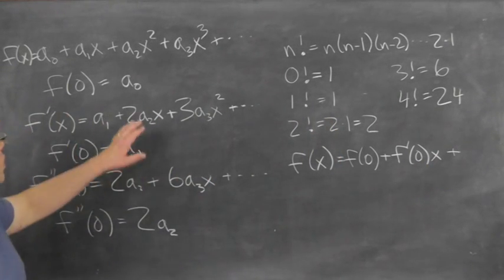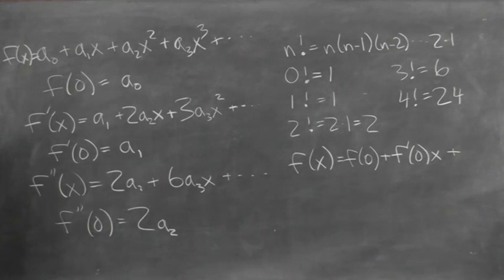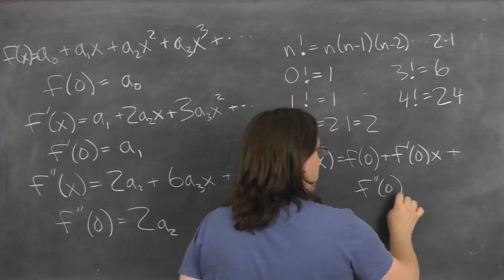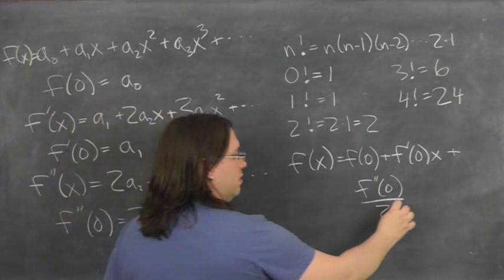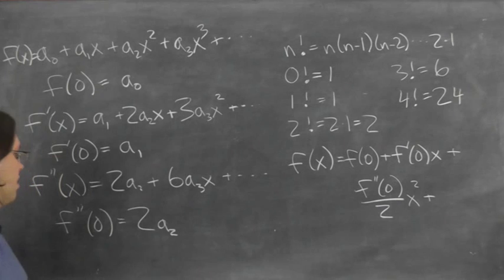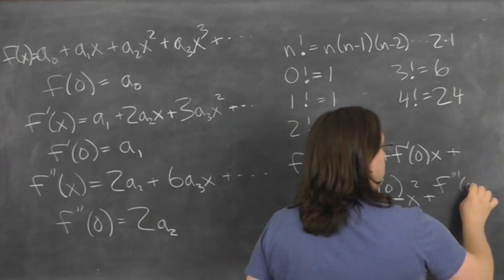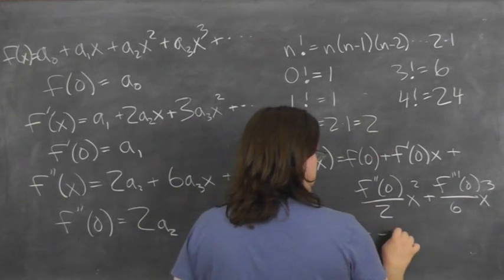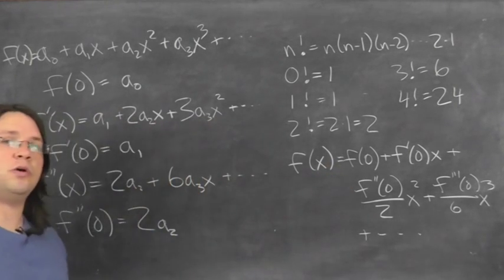a2 x squared, well, 2a2 is what happens when you take two derivatives and plug in 0. So if we take two derivatives and plug in 0 and divide by 2, that'll give us a2. So then we can put an x squared. And then for the next one, we would get 6a3. So we need to take three derivatives, plug in 0, and divide by 6, and then put an x cubed. And we could continue that process. And this is essentially what a Maclaurin series is.